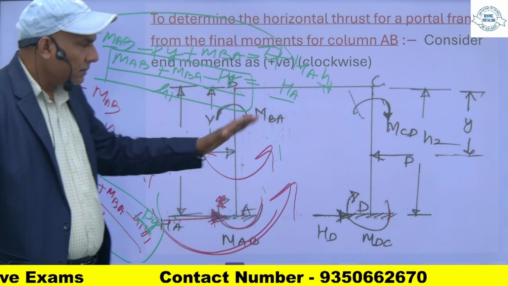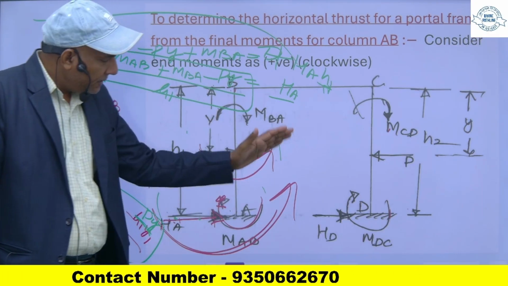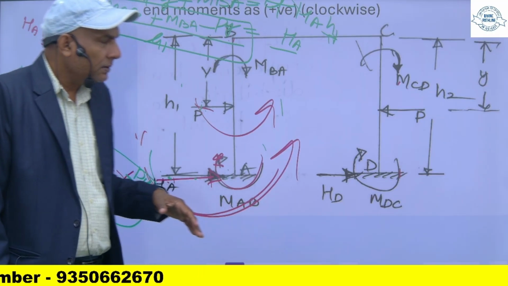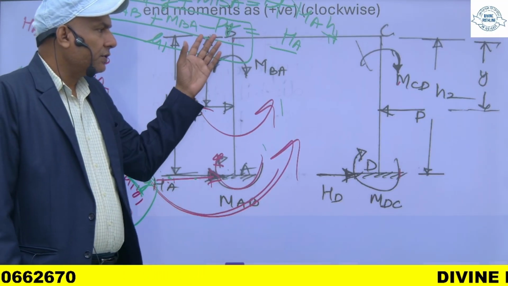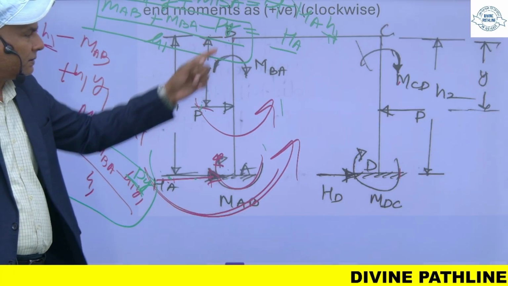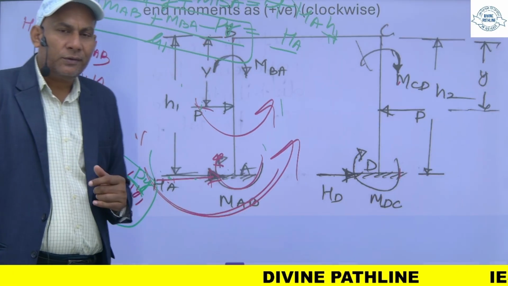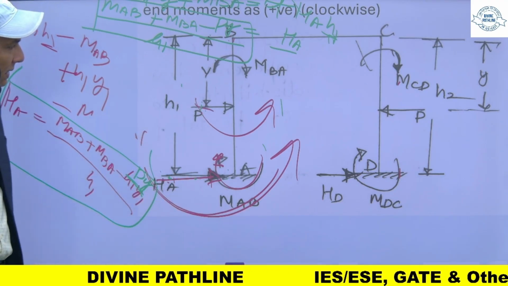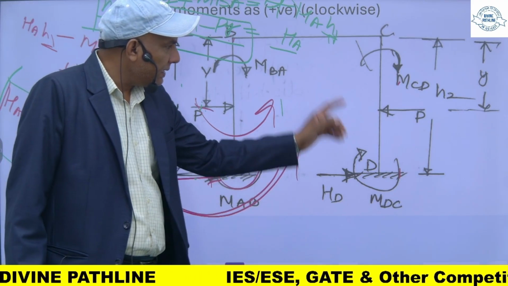Any sign convention you can follow, but if you treat this positive, then all the moments along this direction you treat positive. If you treat this negative, then all the moments along this direction you treat the same sign convention you have to follow. You take moment, any sign convention you can follow, that doesn't make a difference. So you will get this HA. Similarly, this HD you can find.